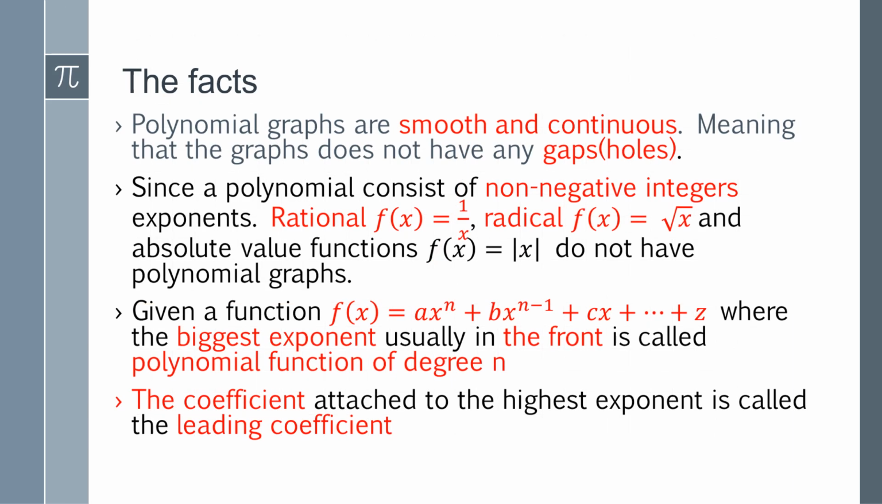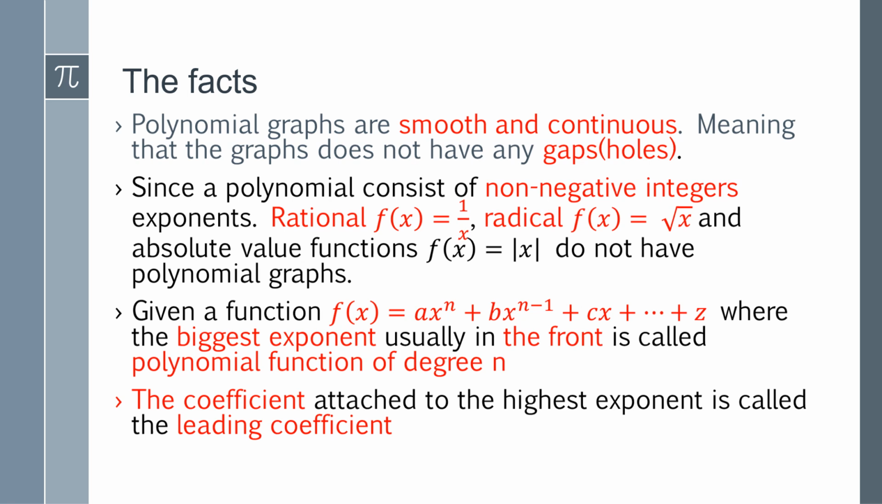So here, this is what you have to write down, and you have to know. Polynomial graphs are smooth and continuous, meaning that the graph does not have any gaps or holes. They keep going. Remember, a polynomial consists of non-negative integer exponents. Rational functions, radical functions, and absolute value functions are not polynomial graphs, and those are the things that you're going to learn before you take your test.